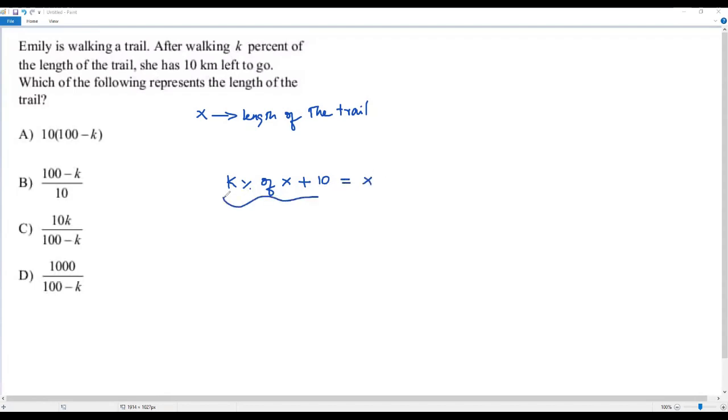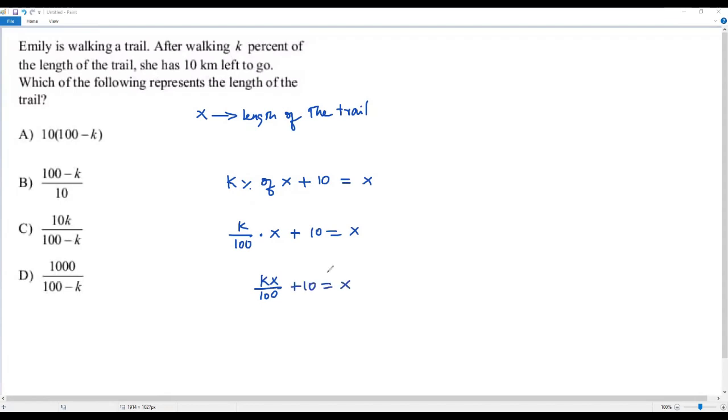Now we have to solve for x in this equation. For that, we can write this k percentage as a fraction. Then I'm getting k over 100. And we can write this "of" as multiplication, that is k over 100 times x, plus 10 equals x. When I multiply k and x, I'm getting kx. That is kx over 100 plus 10 equals x.